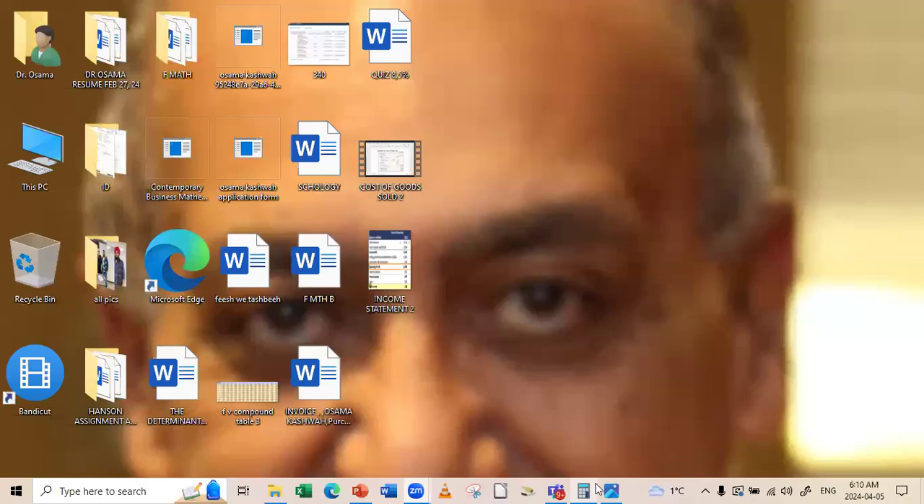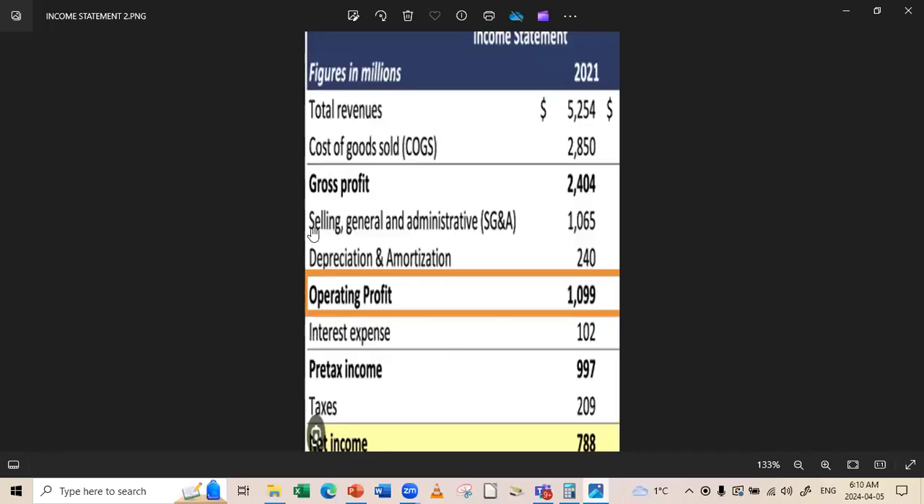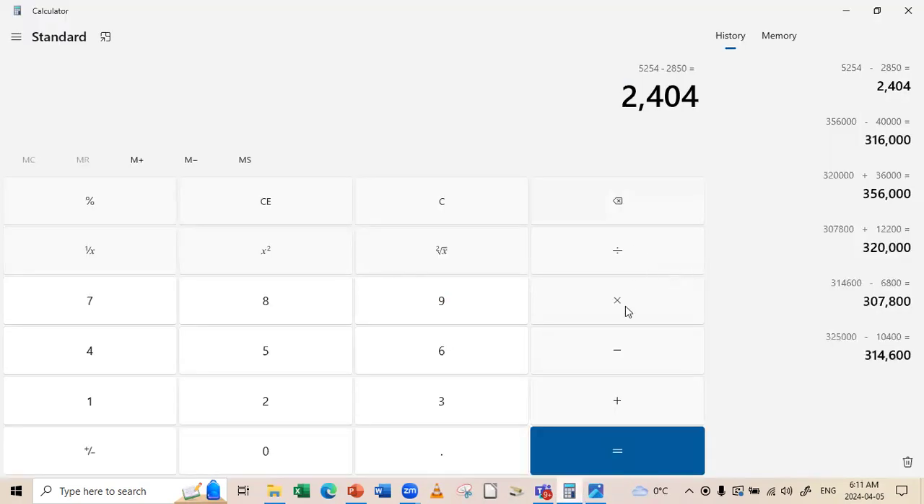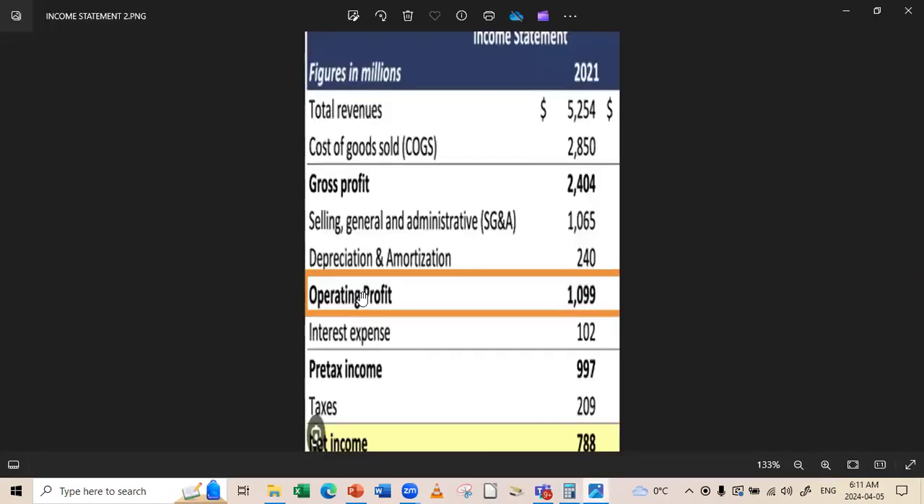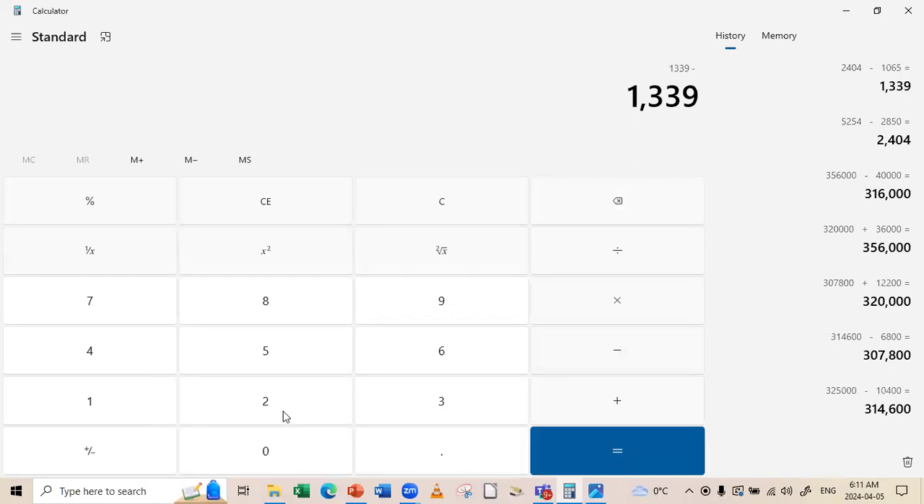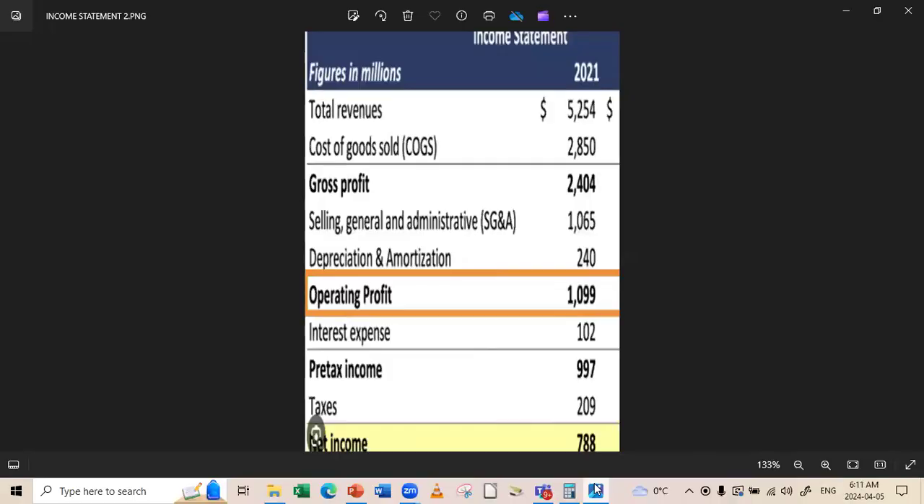Then after this, we'll go into the selling expenses. We will deduct the selling expenses and the depreciation expenses. So 2,404 minus 1,065 equals 1,339. Then I'm also minusing 240 for the depreciation. That will equal 1,099. Here it is, the 1,099.